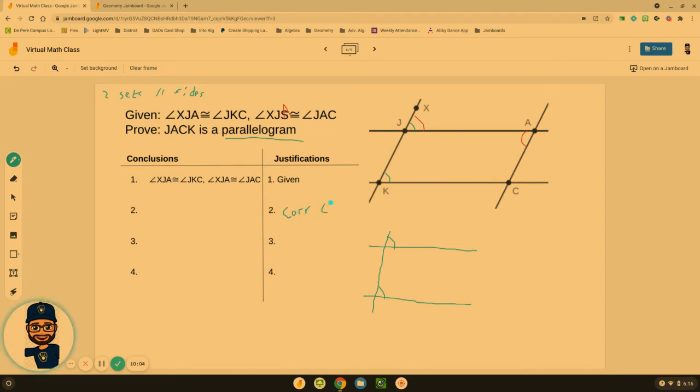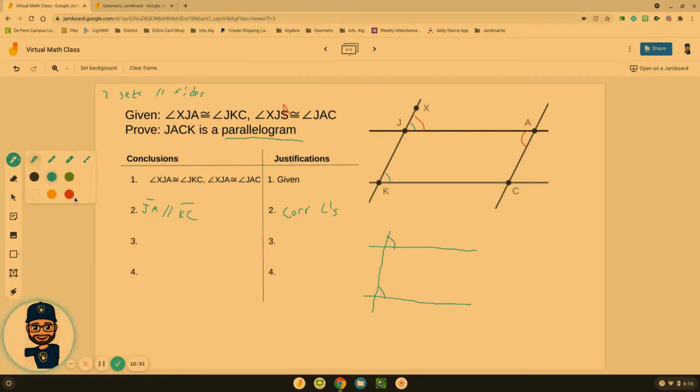And if they are corresponding, what does that mean about the lines? That JA is parallel to KC. All right, corresponding angles. Again, parallelogram. If we're trying to come up with two parallel sides, we're going to use corresponding or alternate interior.